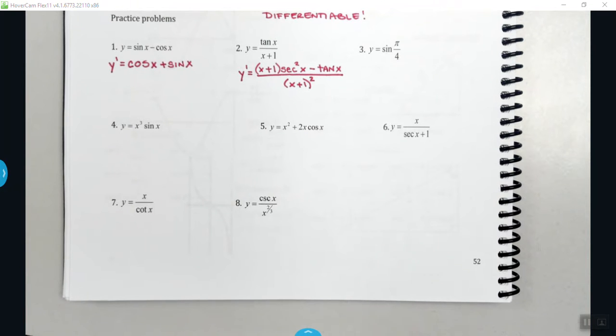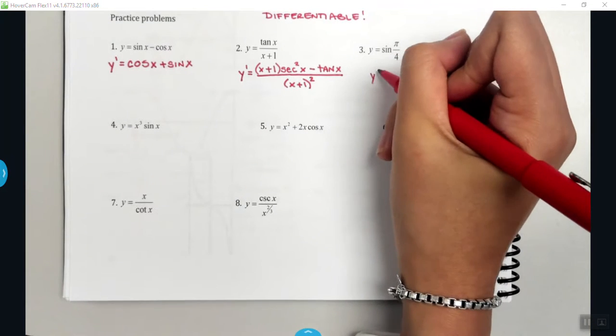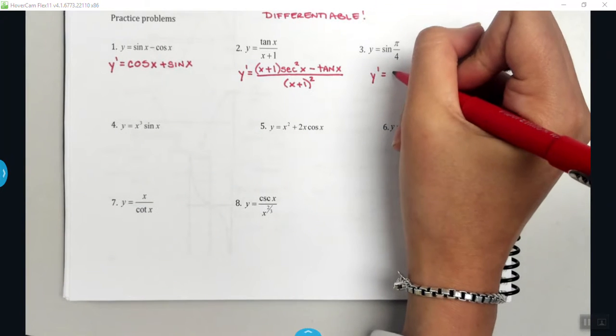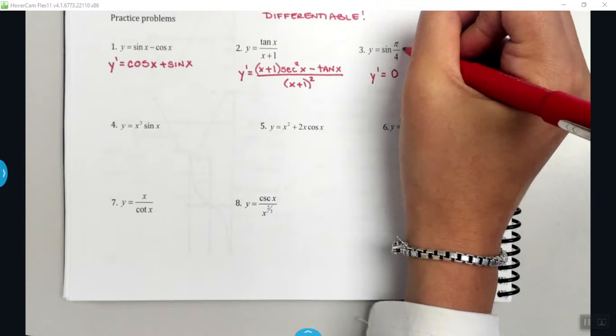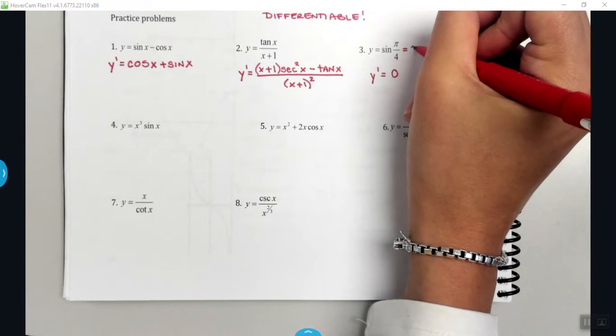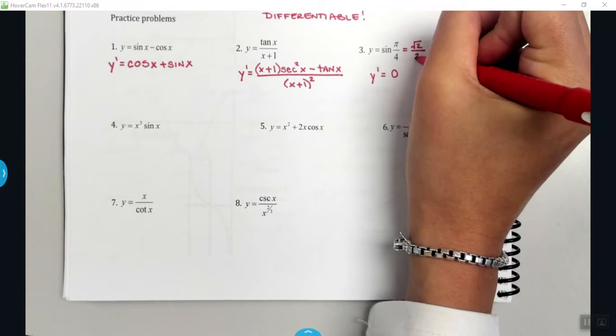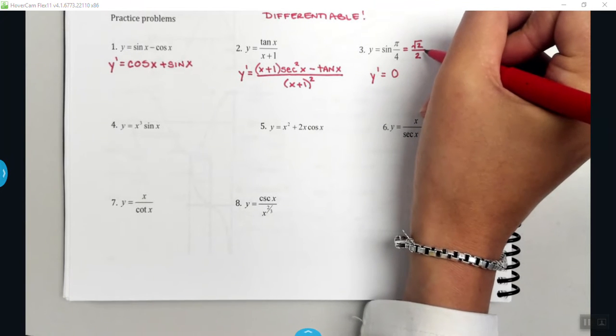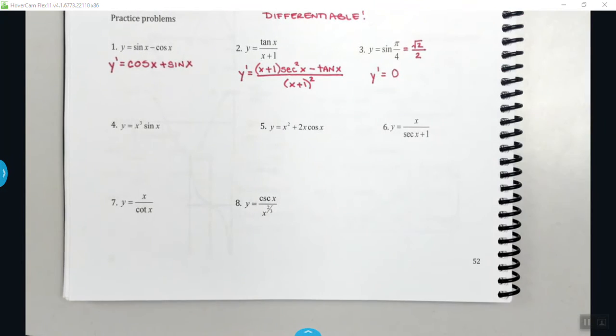Number 3, what's my derivative? Yeah, 0. Because what's sine of pi over 4? Root 2 over 2. So the root 2 over 2, derivative of a number is 0. Okay.